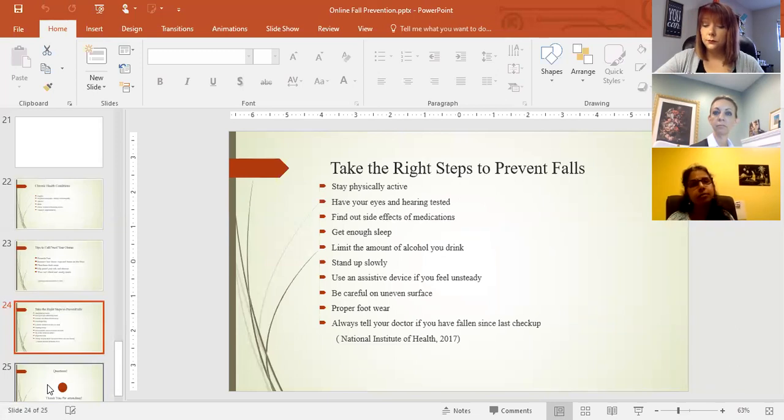Proper footwear, that I think is just a good common sense thing, that you want to make sure that you're wearing something that's comfortable, that's going to give you complete support on your feet.